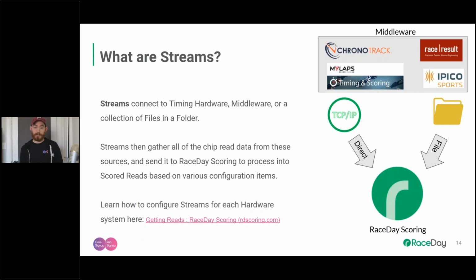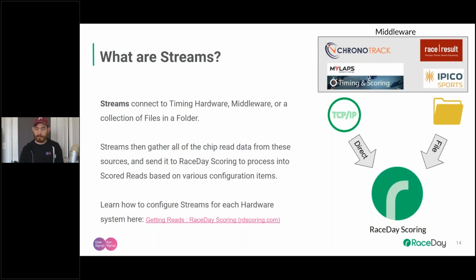For the most part, we don't integrate directly with the readers, except for iPico and Trident. We really work through the middleware to get the reads from the hardware themselves. So streams gather all of the chip read data from these sources and send it to RaceDay scoring to process into what we call scored reads based on a bunch of different configuration that you can do. We have a whole slew of guides on how to configure streams for each of these different systems, because they're all different and unique, at this link here.